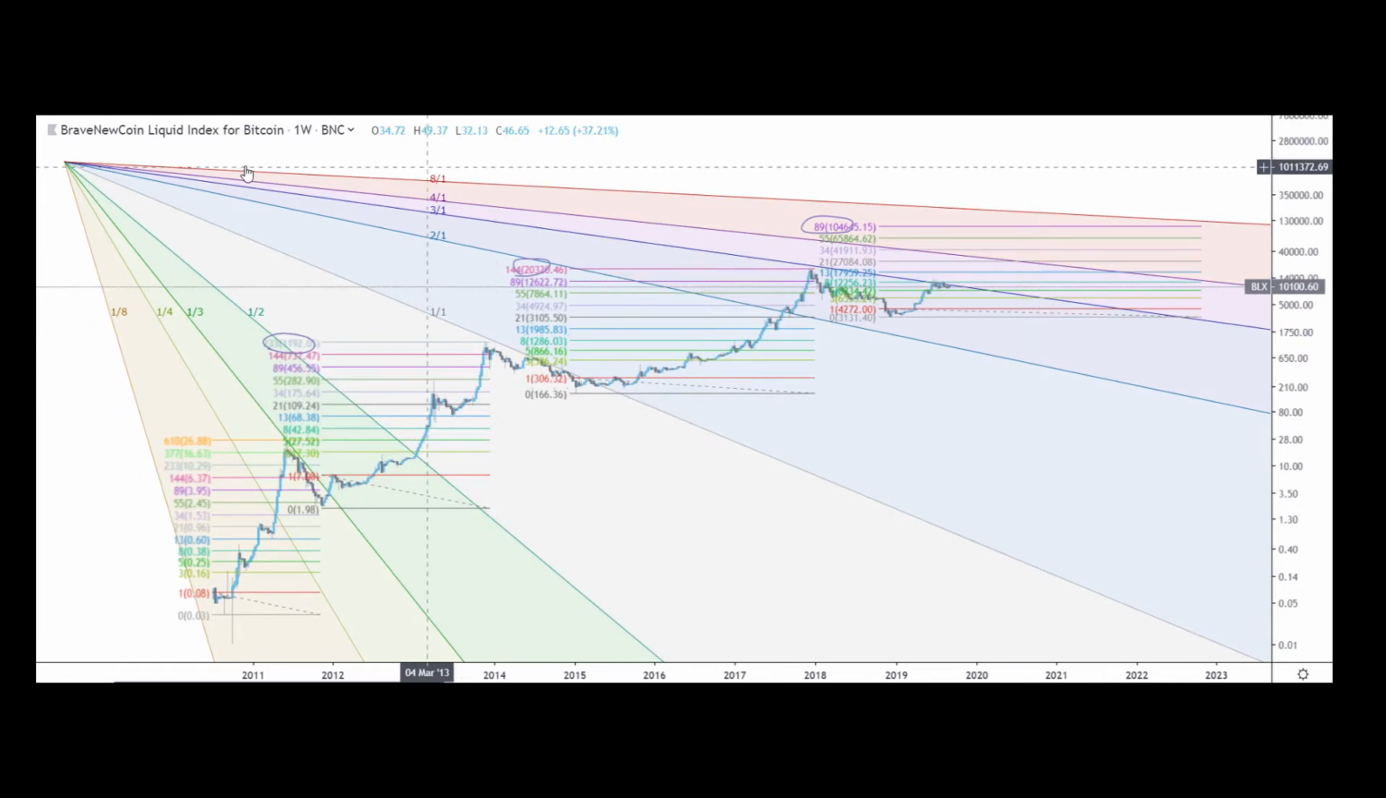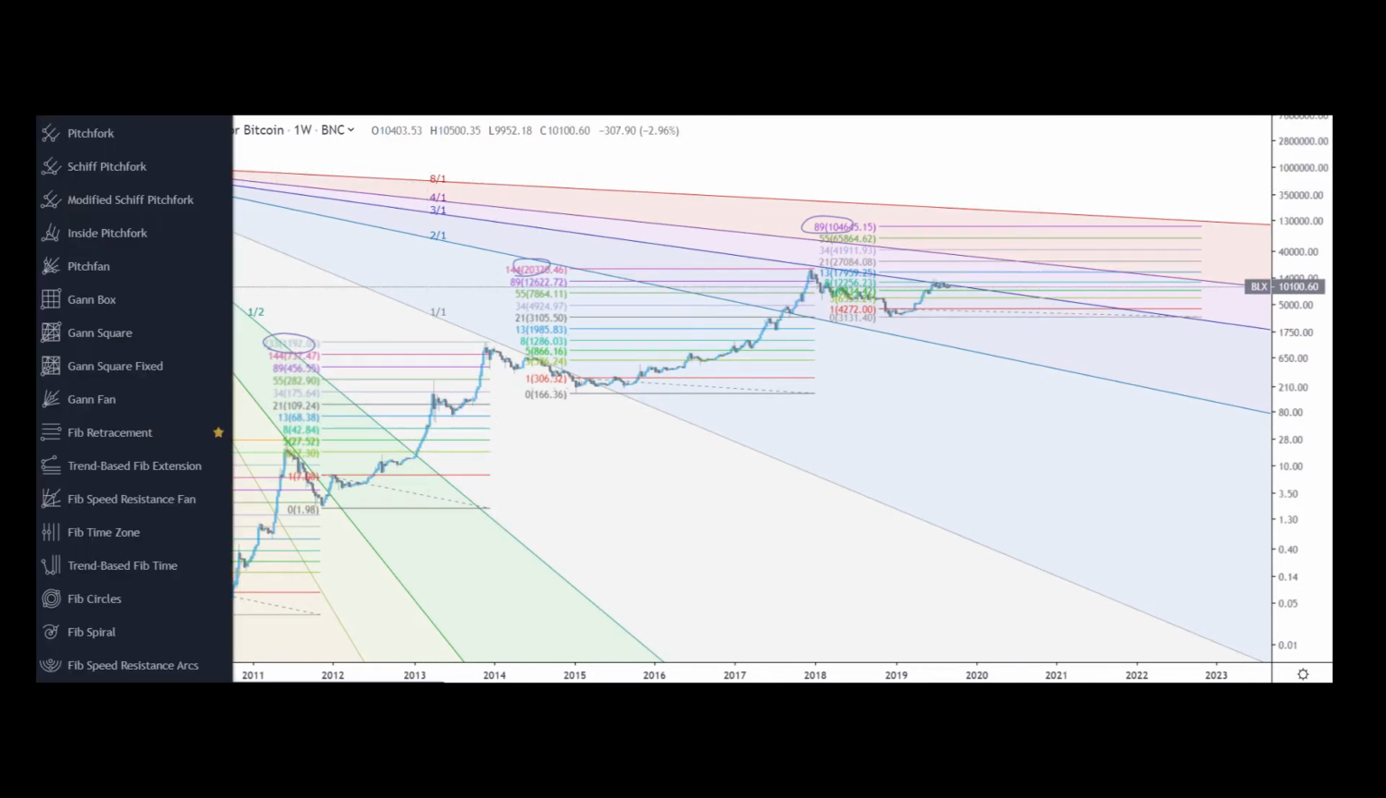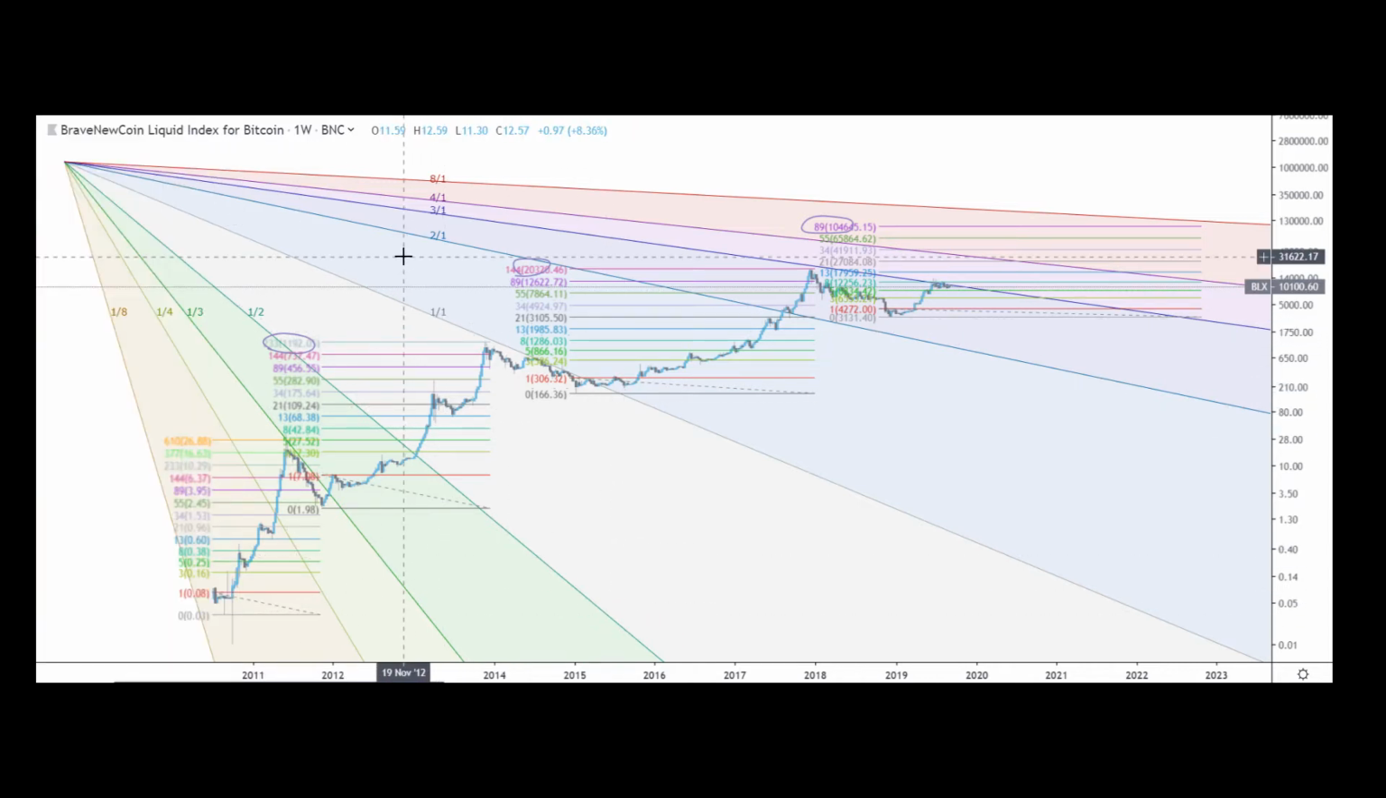What I've used here are Gann fans. If you're not familiar with Gann fans, you can have a look at them here. In the pitchfork section, we have Gann fans. It's a very, very useful tool when we talk about time projections.